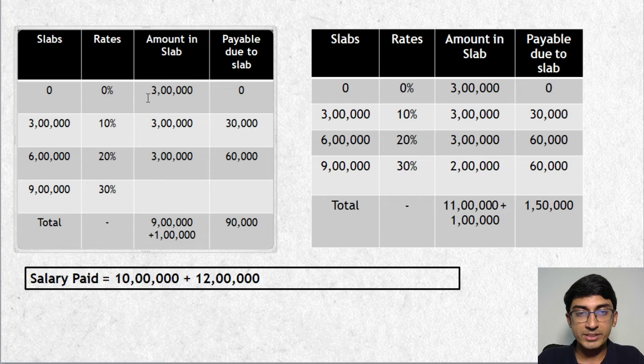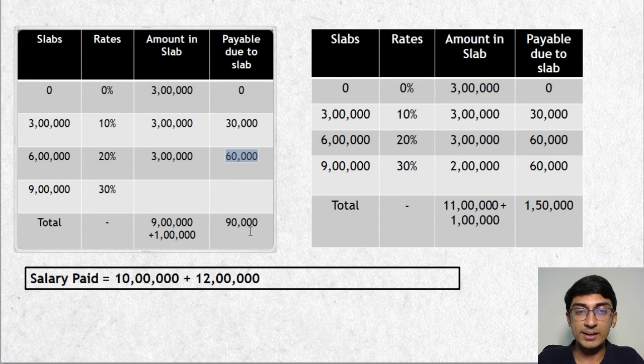But basically for 90,000, I know that in my first slab, I pay 0 amount. That means minimum I had to be earning 3 lakh rupees, right? After that, I can pay only 30,000 in the next slab. So that means I have to be earning another 3 lakh rupees. Then in the next slab, the maximum I can pay is 60,000 because I can get 3 lakh as the maximum amount and the tax on that is 60,000, right?